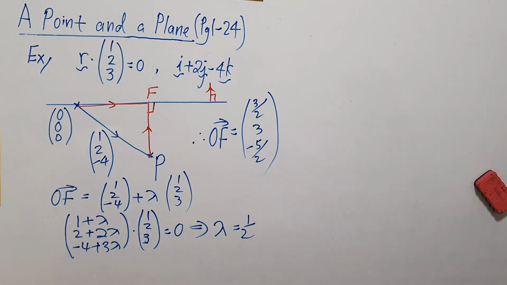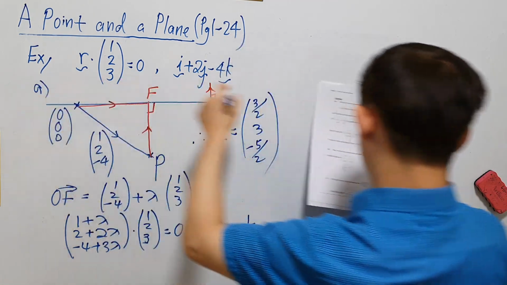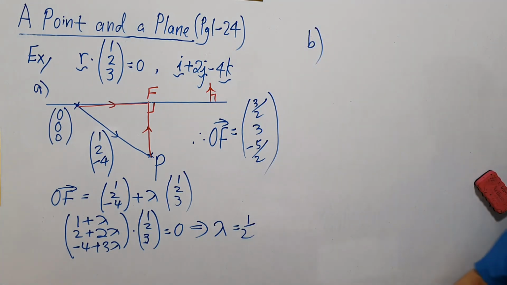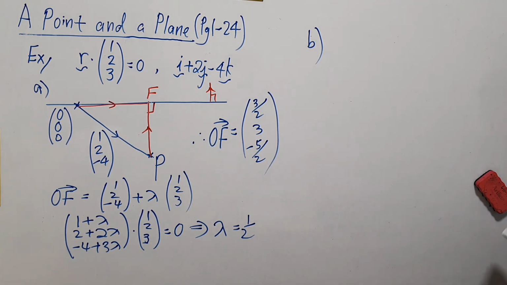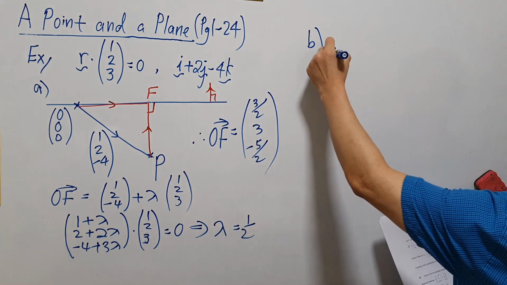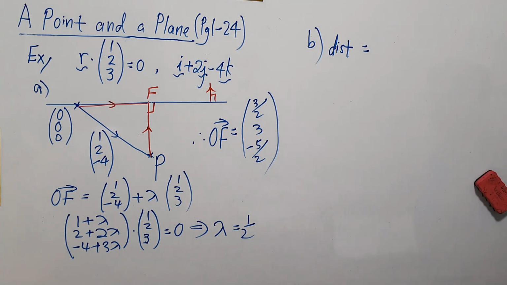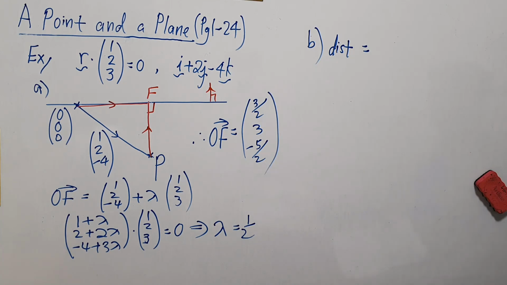And in this question, this is actually part A. On page 124, there's a part B. Now, if you know this point, in part B, it asks you for the shortest distance from this point to this plane. If you already know the point F, then to find the required distance, you have a choice. You could just potentially find the vector PF and then find its magnitude.